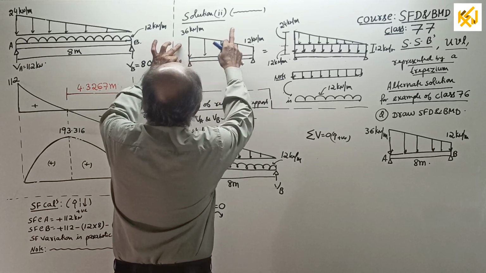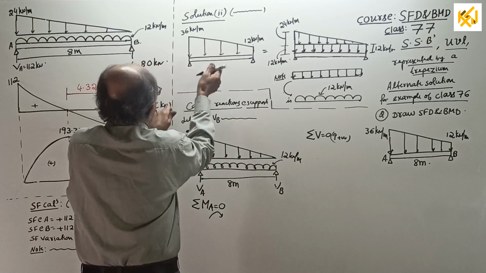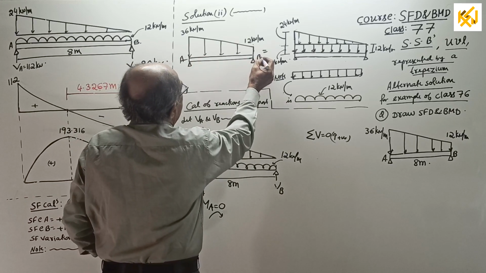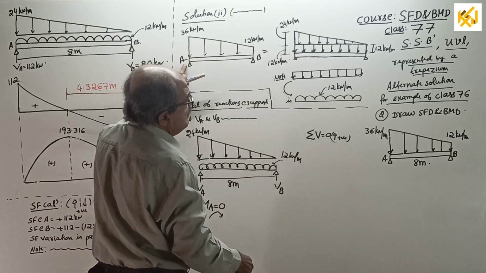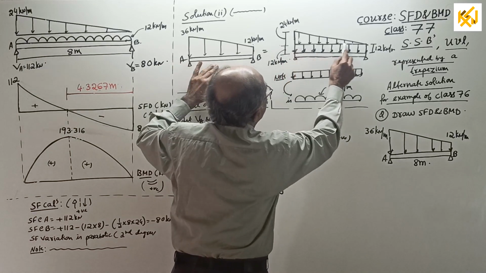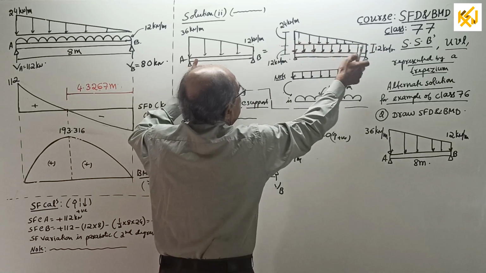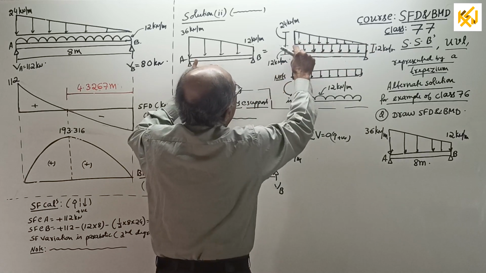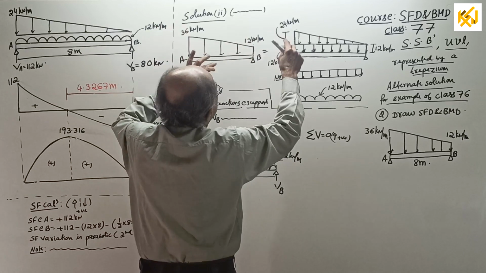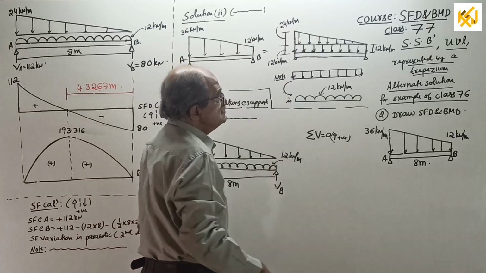So this is the given beam. Let it be A and B. At A, intensity is 36 kN per meter. At B, 12 kN per meter. What you will do is divide like this. So you get one rectangle of 12 kN per meter. Then one triangle of, this is 12 already over. This is 36, means from 36 subtract 12, you get 24 kN per meter.